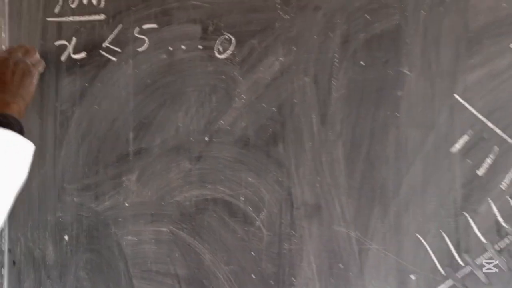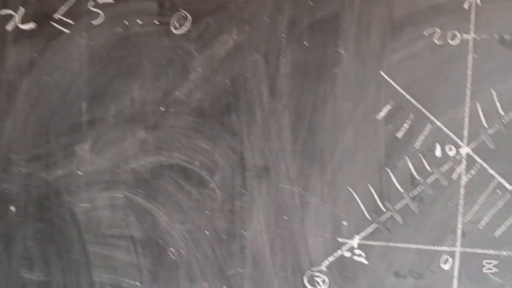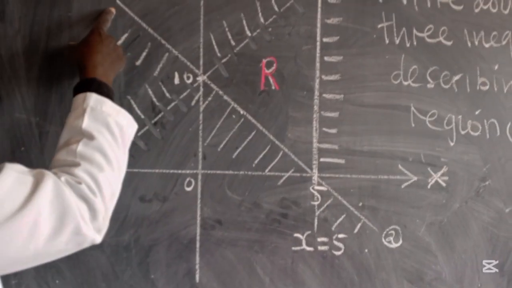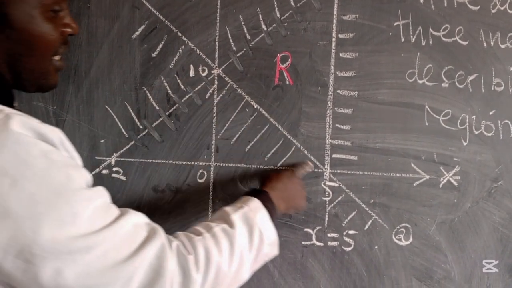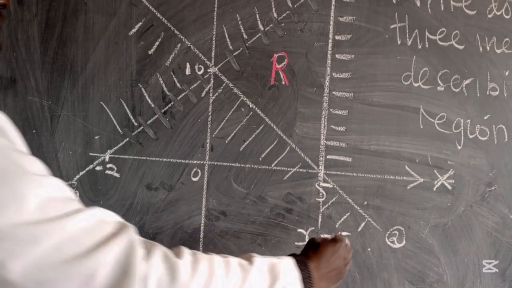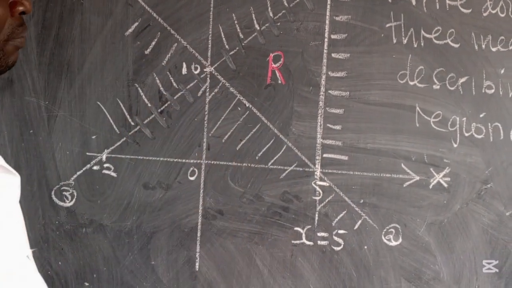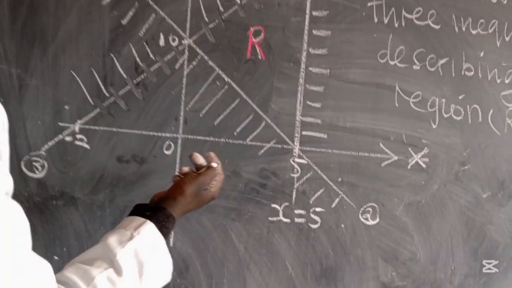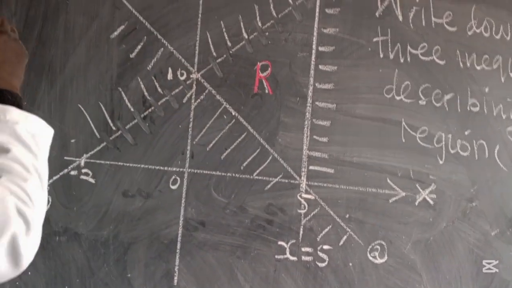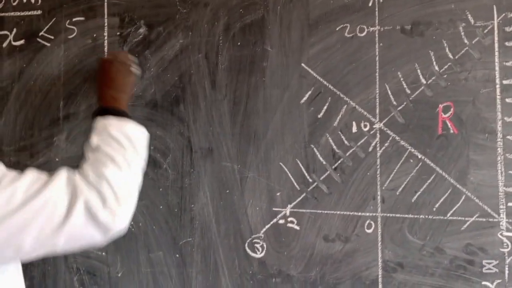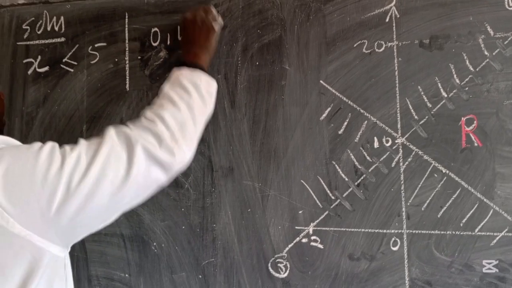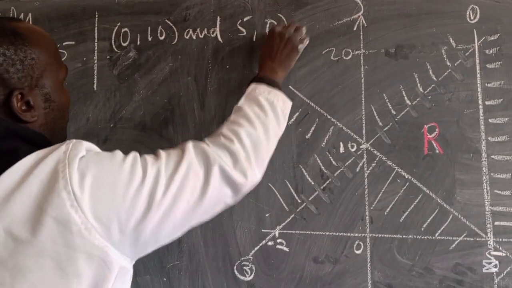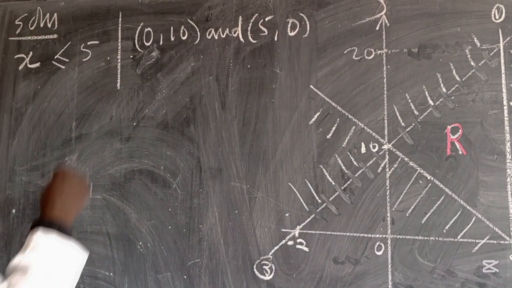Inequality 2. How do I get inequality 2? If you have got a line which cuts on the y-axis and the same line cuts on the x-axis, as long as it is going in this direction, I'm teaching you the simplest way. Of course, in some books they will say we should start looking for the coordinates. What are the coordinates for this one? It is 0, 10. What is the other one? It is 5, 0.